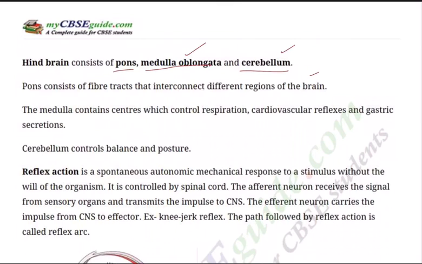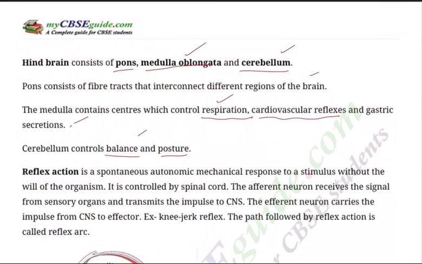The pons consists of fiber tracts that interconnect different regions of the brain. The medulla oblongata contains centers which control respiration. That's why we must give a lot of importance to the medulla oblongata. Sudden death will take place if there is a major injury to this center. It also controls cardiovascular reflexes and gastric secretions. And the cerebellum controls our balance and posture, and we consider it the seat of intelligence.